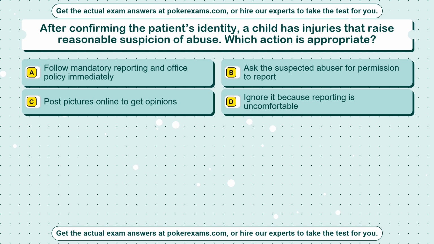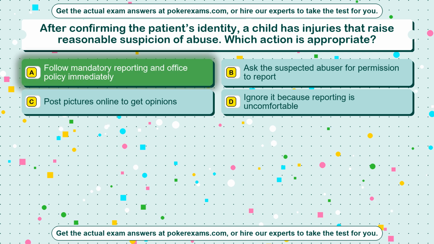Option B, ask the suspected abuser for permission to report. Option C, post pictures online to get opinions. Option D, ignore it because reporting is uncomfortable. The correct answer is option A. Follow mandatory reporting and office policy immediately.